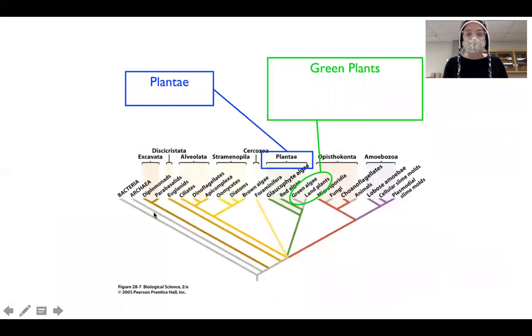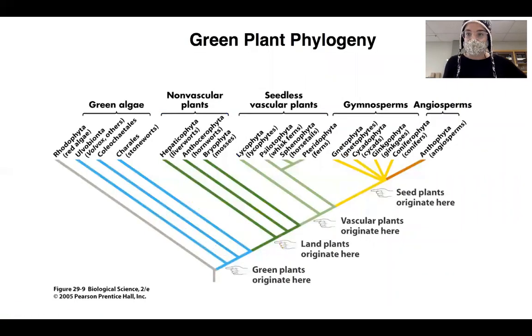Okay, so just a reminder, we've been focused on the green plants, so that's green algae and land plants in the group Plantae. If we zoom in a little bit more, this phylogeny might look a little more familiar to you. These are all of the different plant groups that we looked at last week. We have our green algae, our non-vascular plants, so our liverworts, hornworts, and mosses. Then we have our seedless vascular plants, which are our lycophytes and ferns. And then we get into our gymnosperms and angiosperms.